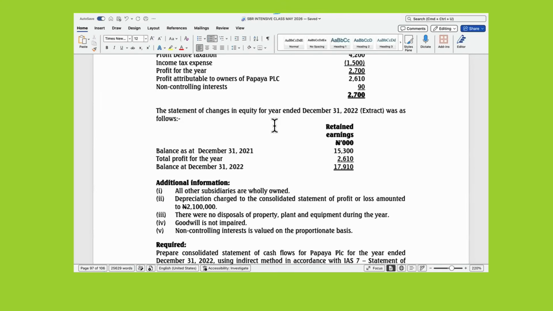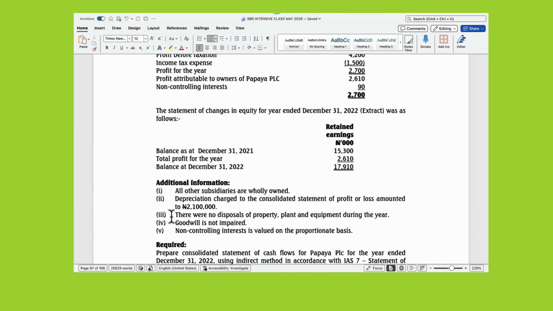If you look at the additional information one, they said all other subsidiaries are wholly owned. We really would do little with this information. What is important is the one they give us information about. That is the one we're going to deal with. The other ones that are wholly owned, that's fine. They also gave us information about depreciation. Good. Since we are using indirect method, I know I will need to add back depreciation. So it's fine they gave me.